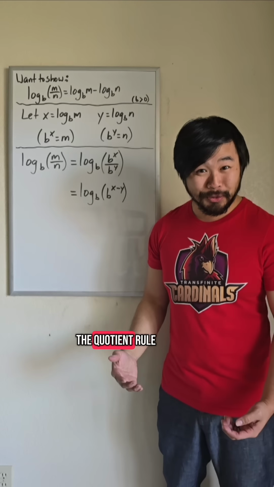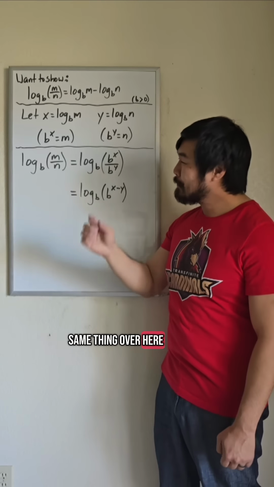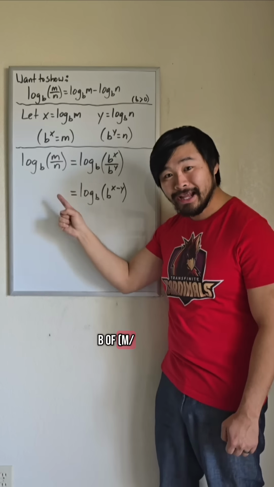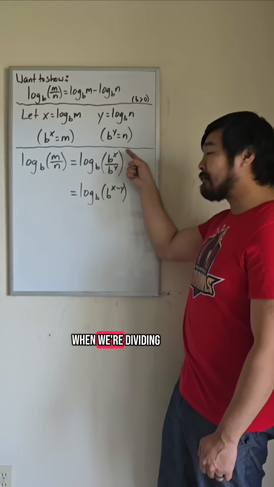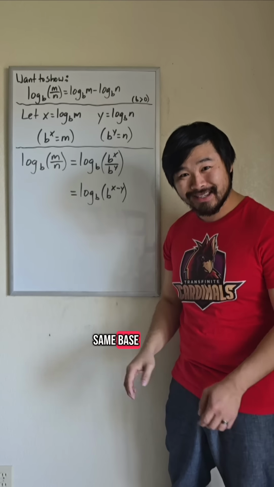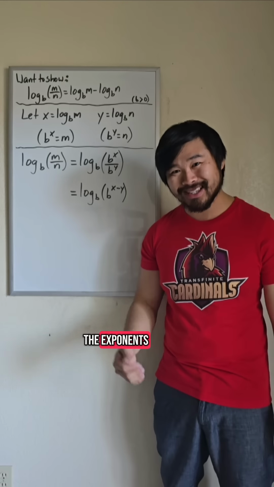Now, with proving the quotient rule for logarithms, we're going to do something similar. We have the same thing over here. We're going to rewrite log base b of m over n as log base b of b to the x over b to the y. Now, when we're dividing two quantities and they have the same base, we can rewrite this so we're writing the base once, and we subtract the exponents.